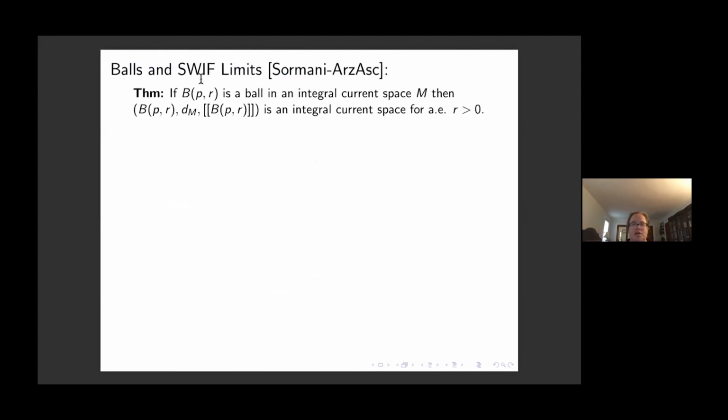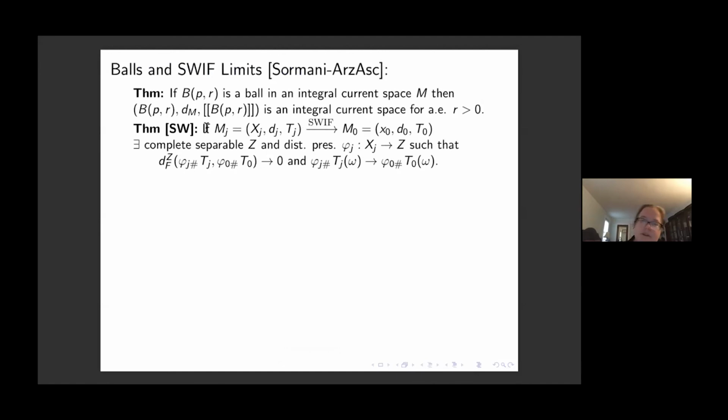We also, in the Arzelà-Ascoli theorem, talk about balls and SWIF limits. So if B(p,r) is a ball in an integral current space, then we can create an integral current space out of a ball, which is the ball itself, the distance on M, and this integration over the ball is an integral current space for almost every r greater than 0.